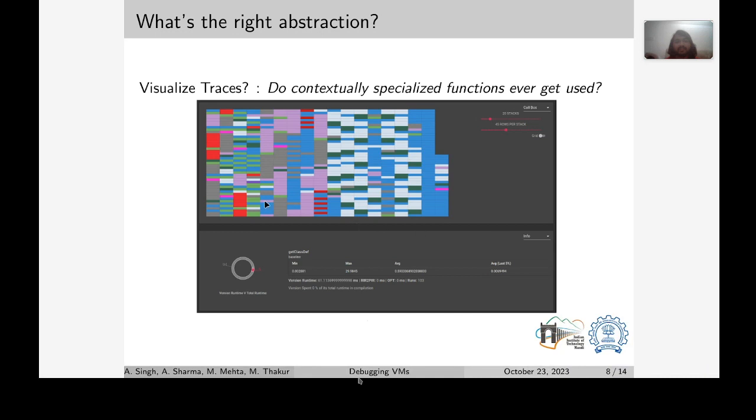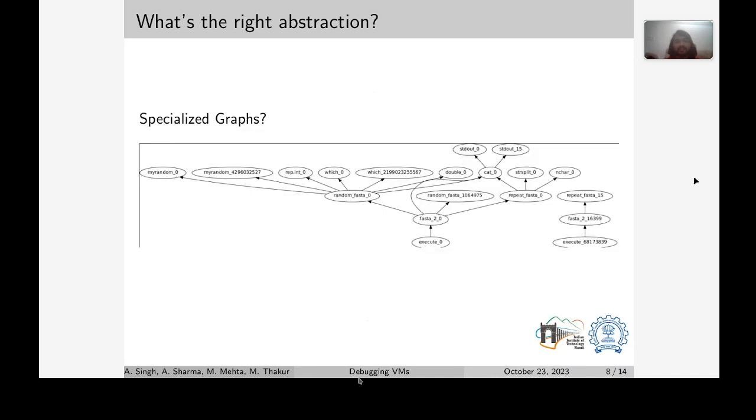So in this image, you can see all the colors, and all of these unique colors represent different contextual compilations for functions. And as time progresses, we see that a lot of these different colors emerge, and they are not dominated by a single color, which means a lot of these compilations are indeed useful in the system.